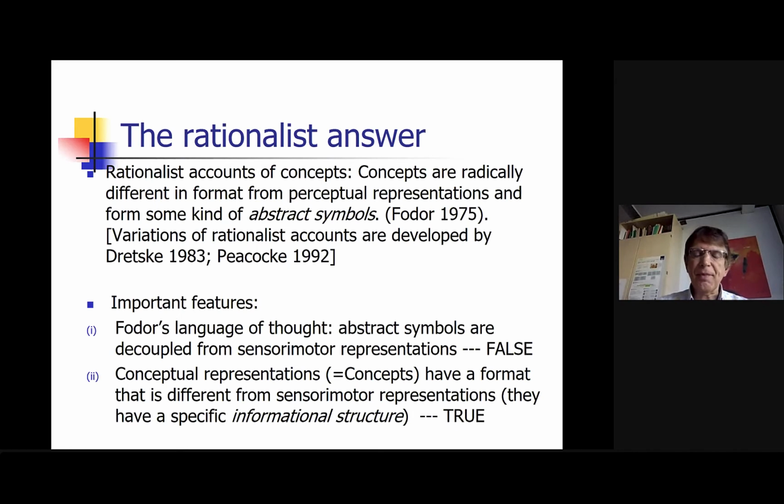So I think that looking at this argument, one can make a distinction at this position. Fodor actually argues that there's a language of thought. Abstract symbols are decoupled from sensory motor representation. And I think this is actually false, as we are now looking in the next moment at the empiricist opponent position. But conceptual representations have a format, a structure that is different from sensory motor representation. And I think here Fodor was right. They have some specific informational structure, which I will work out in the third section.